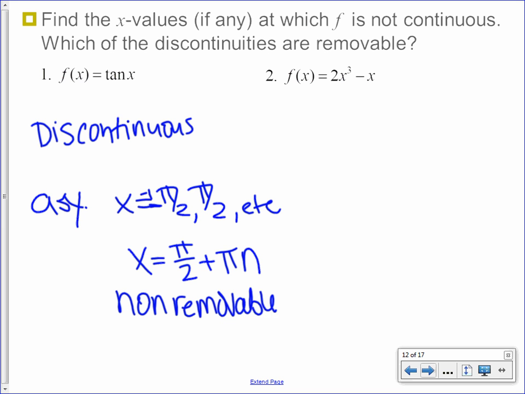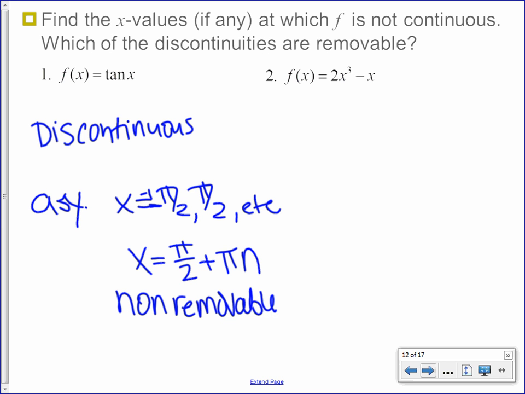Because there are asymptotes there, we can't change our function to take those away. Because it's the tangent function, we know that there are asymptotes every time we change the line.